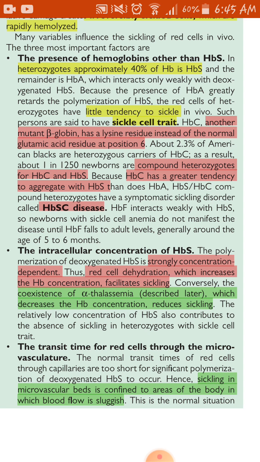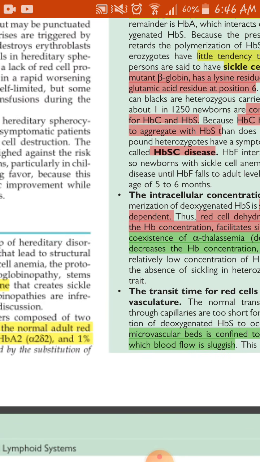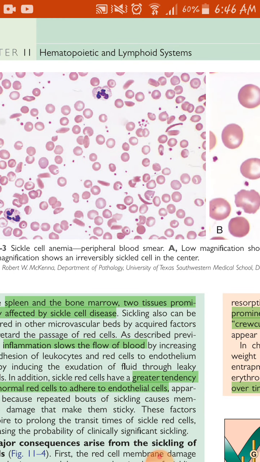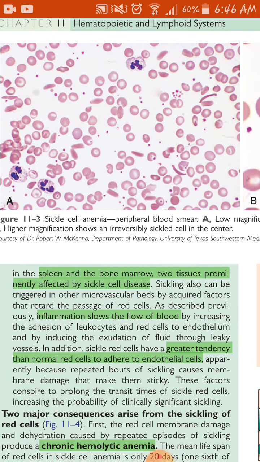Sickling of the red blood cells depends upon deoxygenation of the red blood cells. If there is slow passage of the blood through some vasculature, then there is more time for the cell to dump oxygen, more time for deoxygenation. So sickling mainly occurs in the areas of the body or vasculature where there is sluggish blood flow. The areas of the body in which there is sluggish blood flow include bone marrow and spleen. So bone marrow and spleen are the main organs which are affected by sickle cell disease.